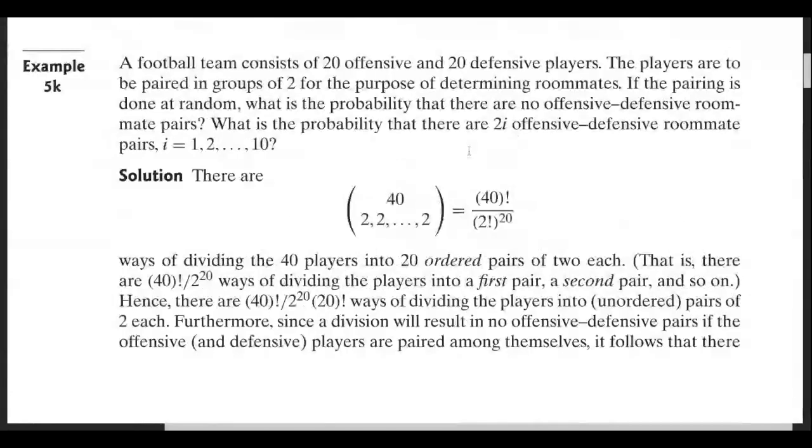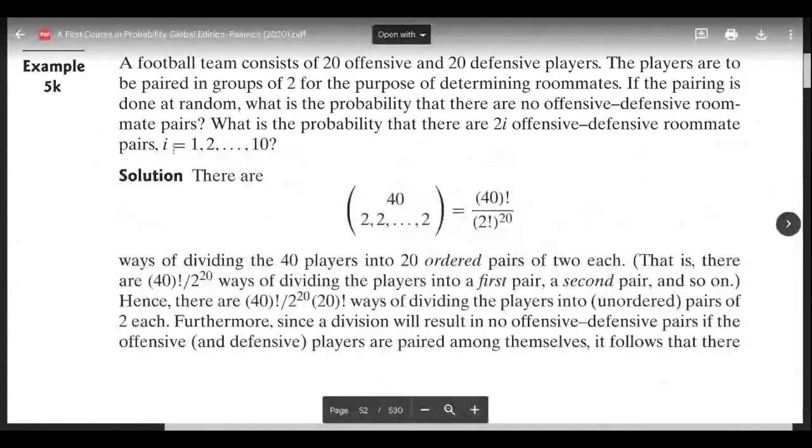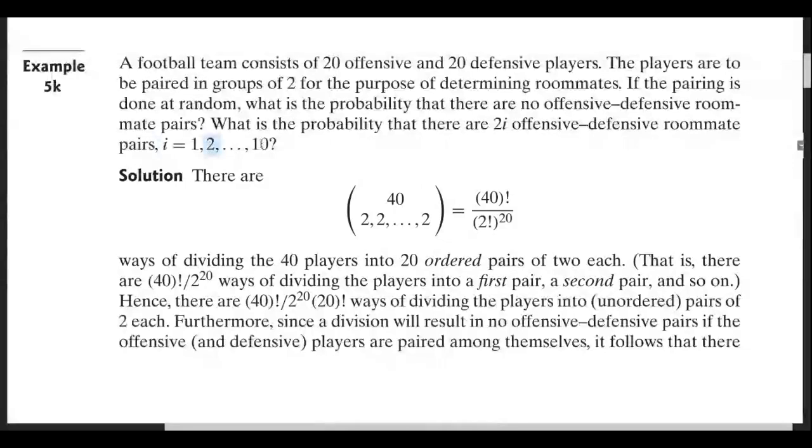Okay, the i represents the roommate pairs, number 1 pair, number 2 pair, and so on up to number 10 pairs.